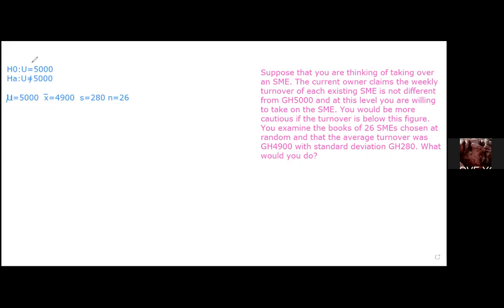Now, we have formulated the null and alternate hypothesis. The next step is to calculate the T cal. The formula is X bar minus mu over the standard deviation over root of N.